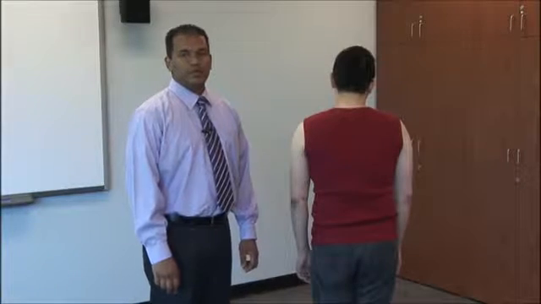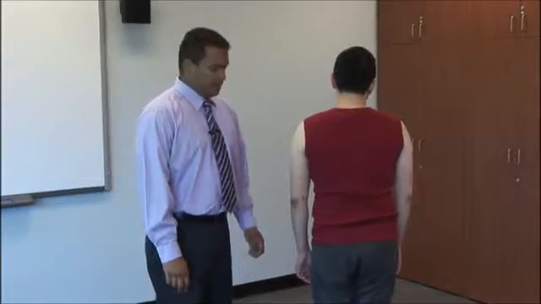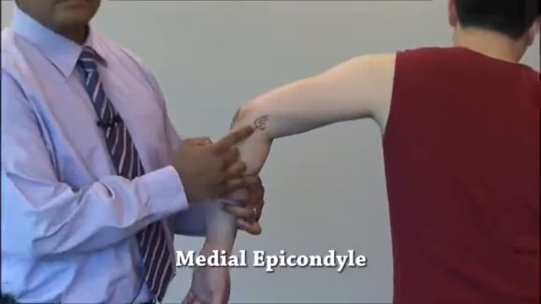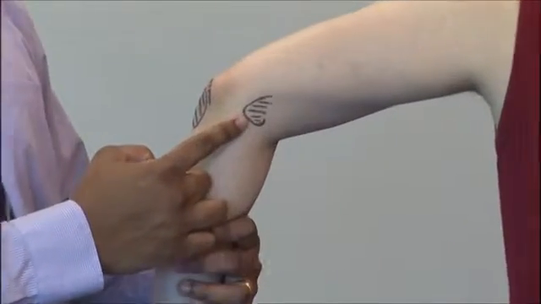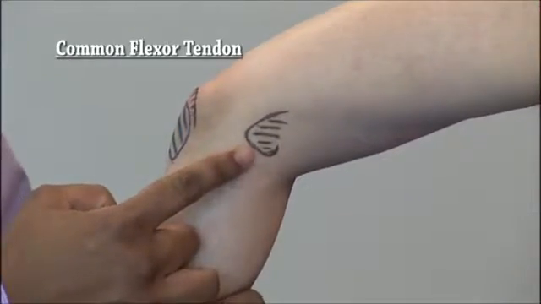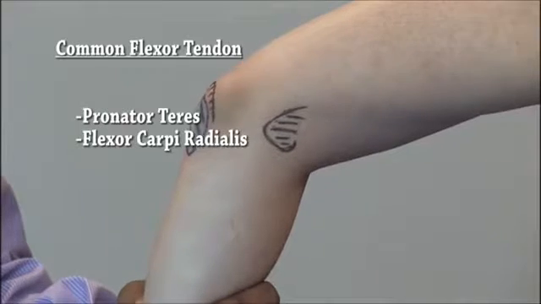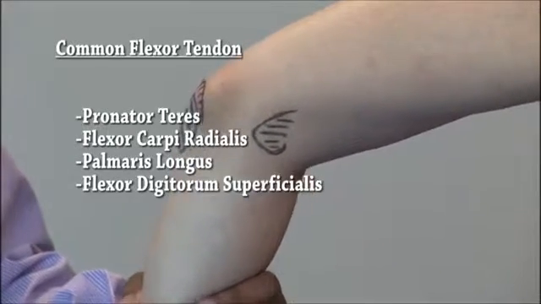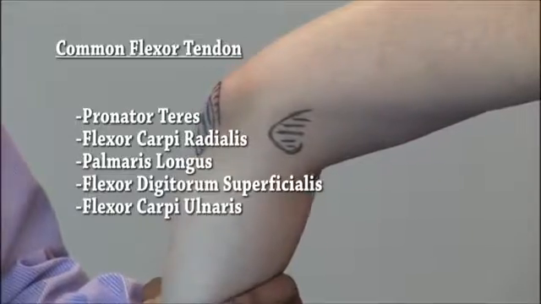There are three bony prominences at the elbow. On the medial aspect, you will find the medial epicondyle. This is a main insertion point of the common flexor tendon, which includes the pronator teres, flexor carpi radialis, palmaris longus, flexor digitorum superficialis, and the flexor carpi ulnaris.